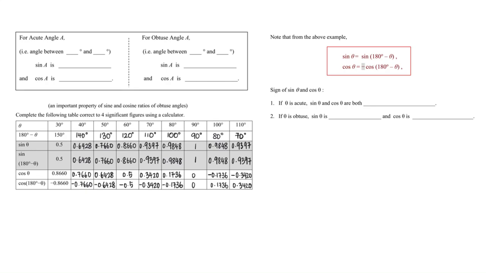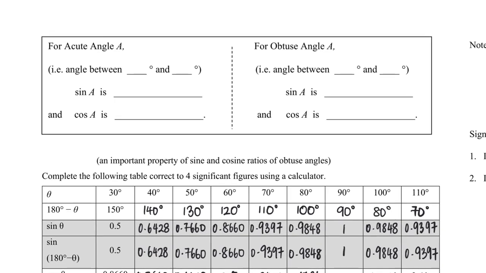Hello everyone, welcome to this video where we are going to observe some pattern, or well, we can put it as property between sine and cosine ratios of acute and obtuse angles. Okay, so let's zoom into this first box first, where we look at the acute angle, where acute angle is angle between 0 and 90.